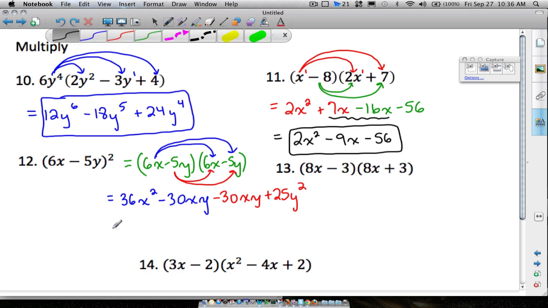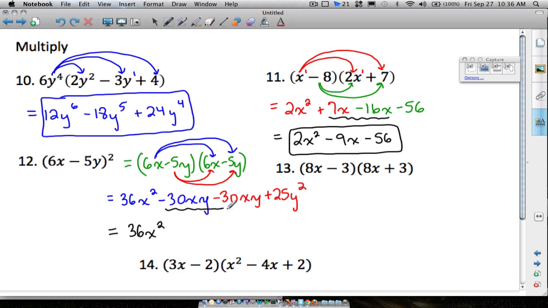And now let's finish this up just like what we did in number 11 where we combine like terms. We have no more x squares. Be careful, that is not an x squared. So here we have 36x squared. These do not cancel out. That's minus 30 and minus 30. They both have xy's. So minus 30 and minus 30 is minus 60xy. And then bring that down, plus 25y squared. That's it for that one.